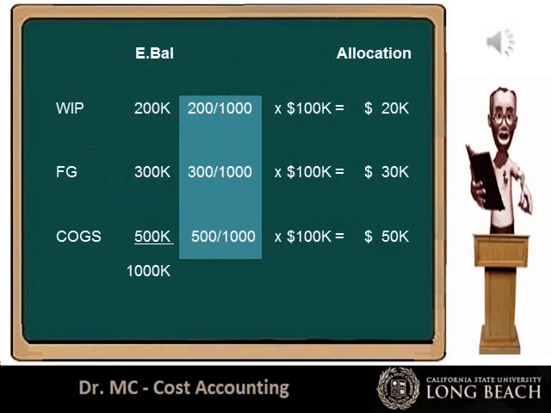You would first add up the ending balances of each of the three accounts, which gives you $1 million. You would then divide the ending balance of each account by $1 million, which would give you three percentages that add up to 100%. These percentages are work in process, 20%, finished goods, 30%, and cost of goods sold, 50%. You would then allocate the manufacturing overhead variance, which is $100,000, among those three accounts using those percentages. So, you would give work in process $20,000, finished goods, $30,000 and cost of goods sold, $50,000.